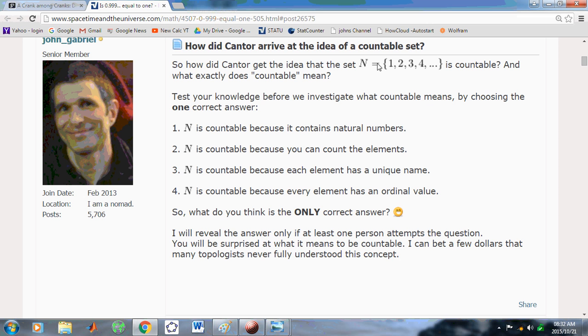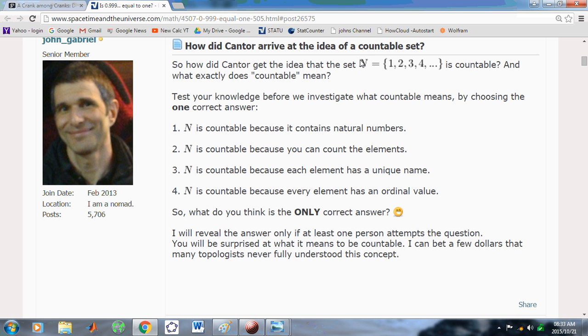I gave this quiz some months ago, or I think perhaps a year ago, on Quora. How did Cantor arrive at the idea of a countable set? And so the quiz says, test your knowledge by choosing only one correct answer. And so there are 4 choices, and it's pretty tricky because a lot of these are misunderstood, and only one of them is the correct answer. The rest of them don't count.